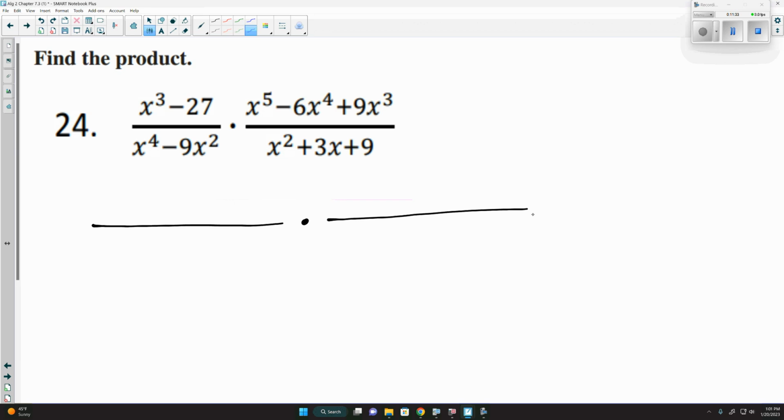Now, one thing I do notice is that the numerator of the first rational expression is x cubed minus 27. X cubed is a perfect square. It's just x times x times x. Is 27 a perfect, not perfect square, perfect cube? Is 27 a perfect cube? 3 times 3 is 9, times 3 is 27. So we take the cube root of 27, which is 3, and the cube root of x to the third is x. So this is a difference of perfect cubes.